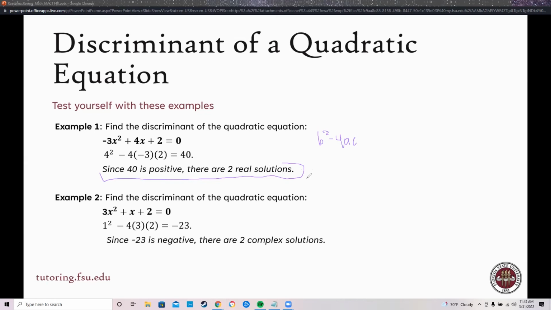On the second one, you should have gotten negative 23. We get this by labeling B as 1, A as 3, and C as 2. So I'd have 1 minus 24, which gives me negative 23. Since it's negative, that means that our quadratic is going to have 2 complex solutions as answers, rather than when it's positive, we'd have 2 real solutions.